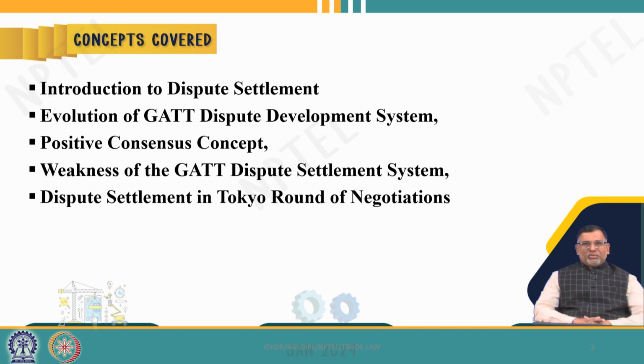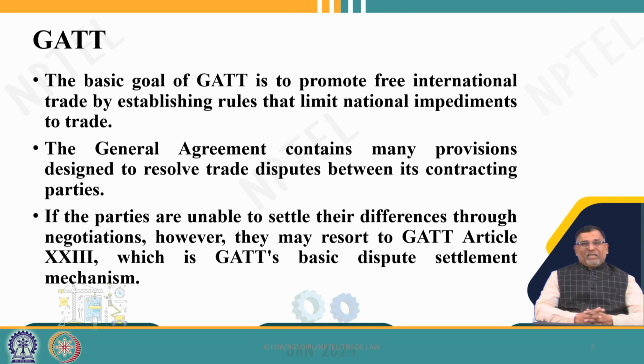So, today we are going to look into the GATT dispute settlement system and how it developed from 1947 to the Uruguay round of negotiations, through the different rounds, especially the Kennedy round and Tokyo round, and then to the Uruguay round. The dispute settlement system propounded in GATT was to amicably resolve the disputes between the member countries.